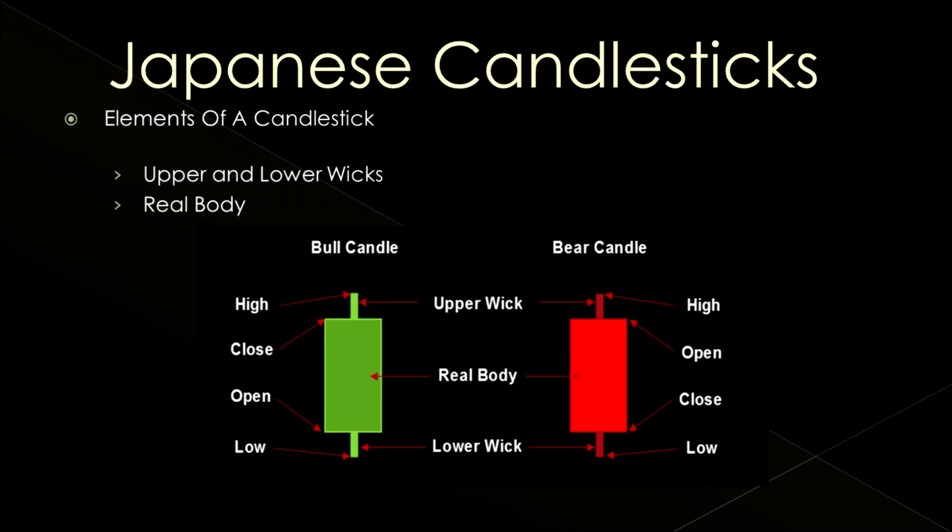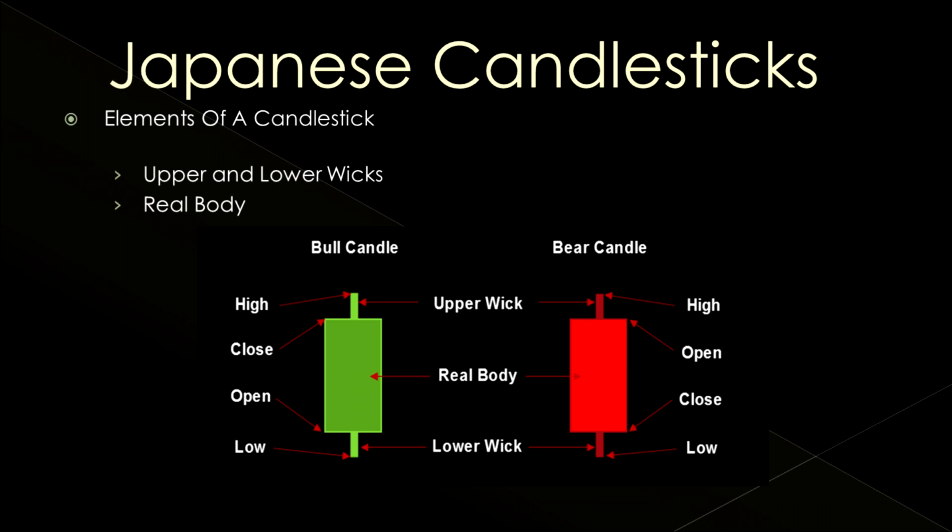Now, here are some brief elements of a candlestick. On the images, you'll see we have upper and lower wicks as little protruding points. And we have what's known as the real body, the fat part of the candlestick, so to speak. On the green one, we have a high at the top that shows you the high of the price and the low of the price at the bottom. It shows you where it closed and where it opened.